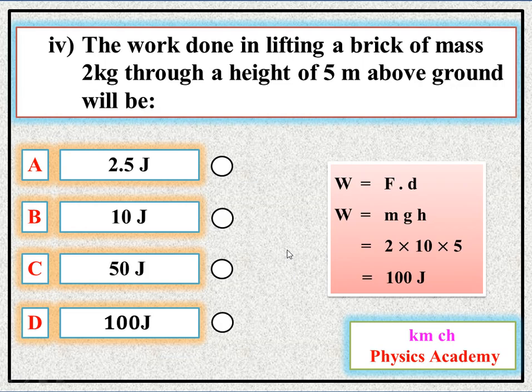The work done in lifting a brick of mass 2 kg through a height of 5 meter above ground will be 100 joule. So we will fill the circle in front of option D with black ink.